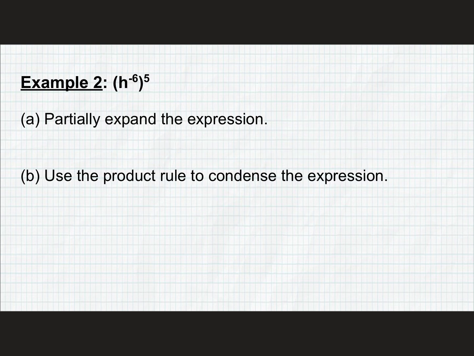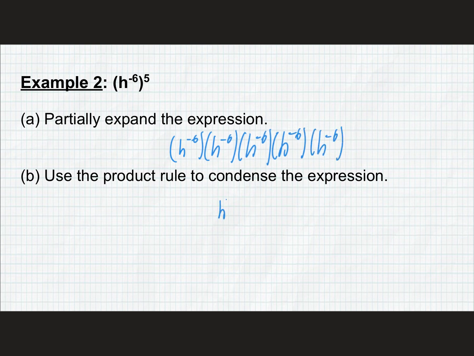Let's go ahead and look at example 2. h to the negative 6, all raised to the 5th power. First, let's partially expand the expression. So we're going to have h to the negative 6 5 times, which is h to the negative 6 times h to the negative 6 times h to the negative 6 times h to the negative 6 times h to the negative 6. Next, we're going to use the product rule to condense the expression.